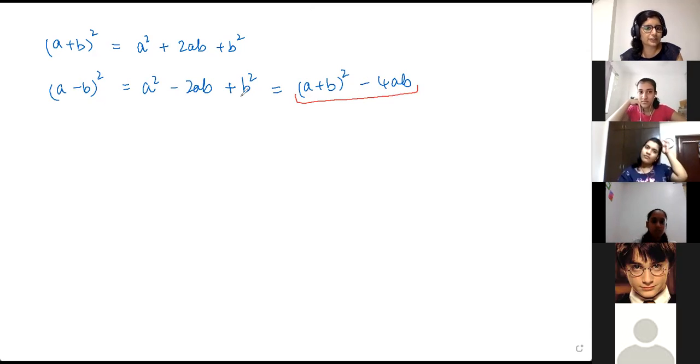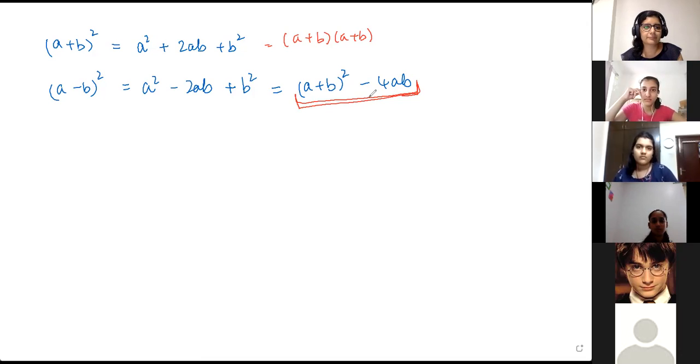This part is pretty easy. A plus b whole square, a minus b whole square. Square means you just expand it. You multiply a plus b into a plus b and open the brackets. So a into a is a square, a into b is ab, similarly b into a is ab, so 2ab, and b into b is b square. Do you know how you get this part of the equation?